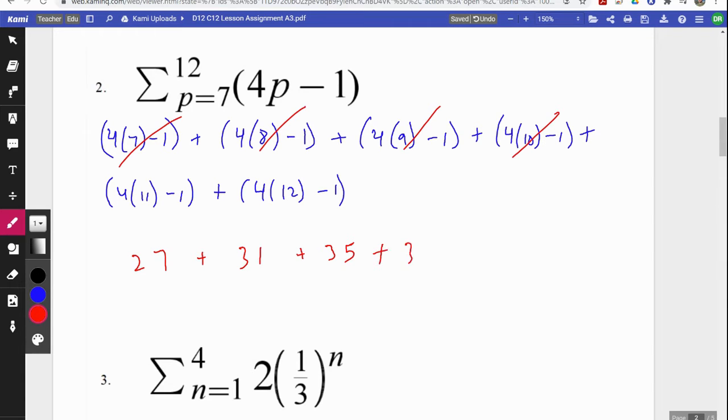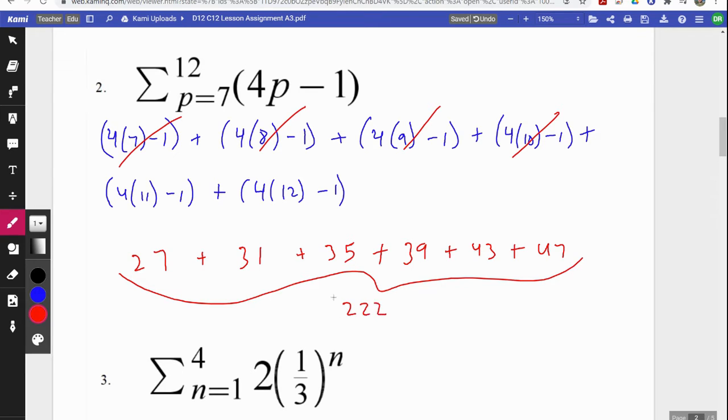So if I see that pattern, I'm just going to streamline this process a little bit quicker. Plus 4 would be 43, plus 4 would be 47. And I'm just adding up all these to get the summation. 27 plus 31 plus 35 plus 39 plus 43 plus 47 is 222. Neat.